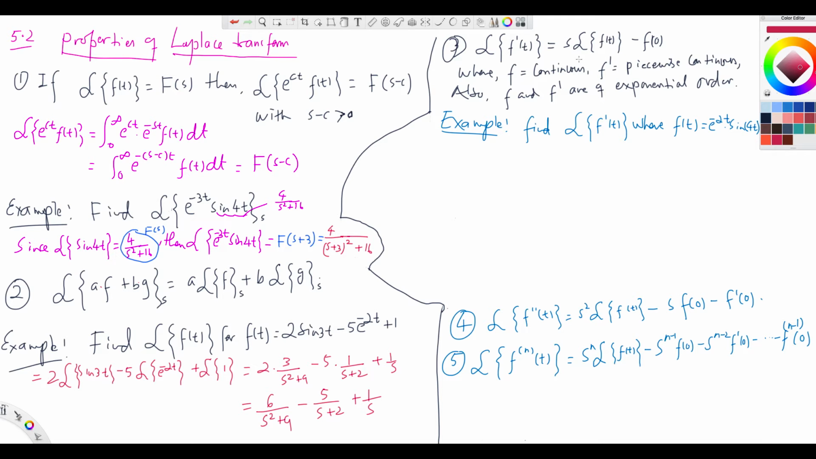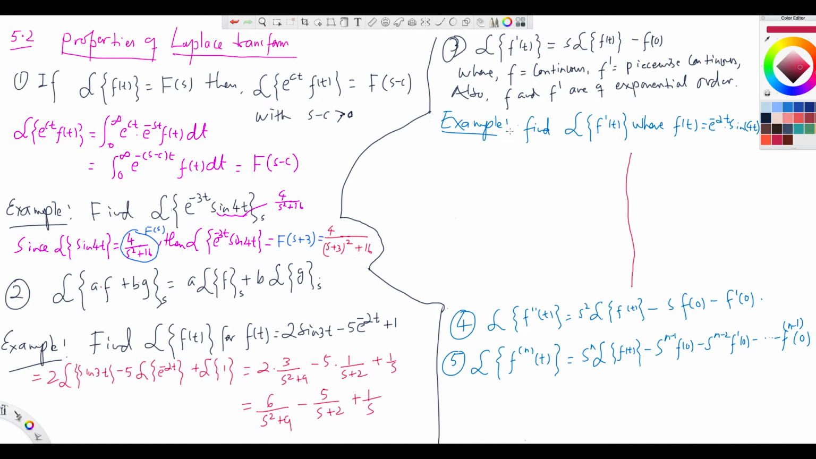Okay, let us do an example. Suppose f(t) is e to the negative 2t times sine 4t, which is similar to this one. Now you want to find the Laplace transform of f prime of t. We can do this in two different ways. One way is to find f prime of t and then find the Laplace transform. The other way is to just use that formula. Let us use the formula first.